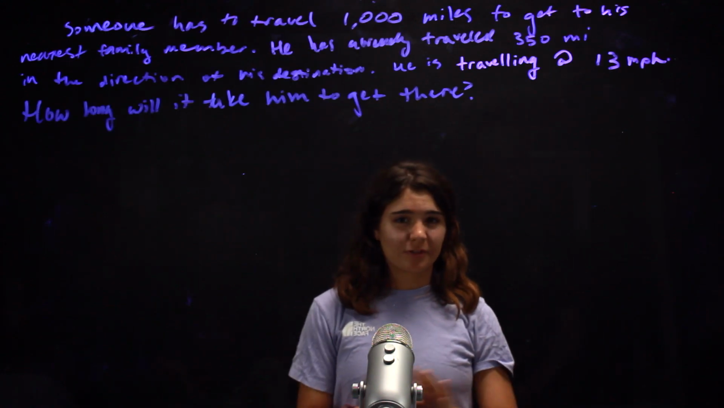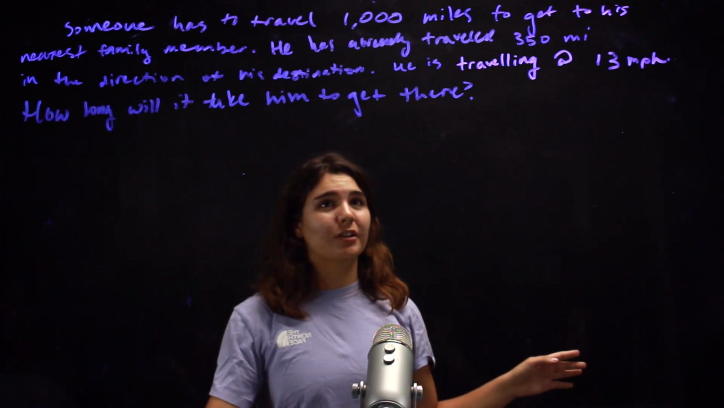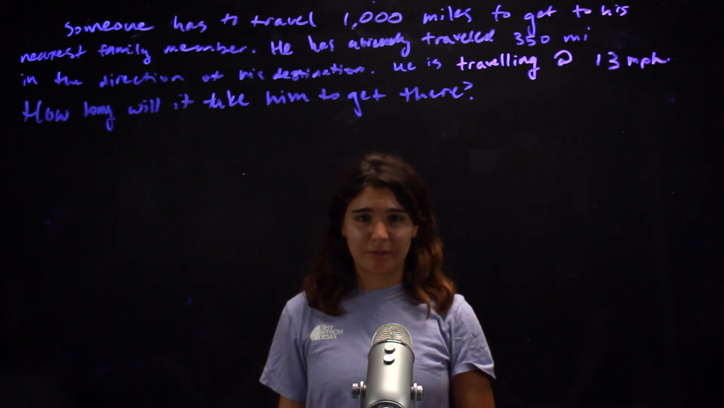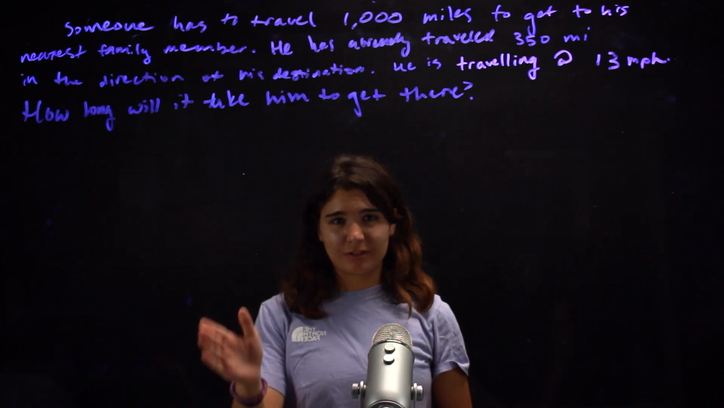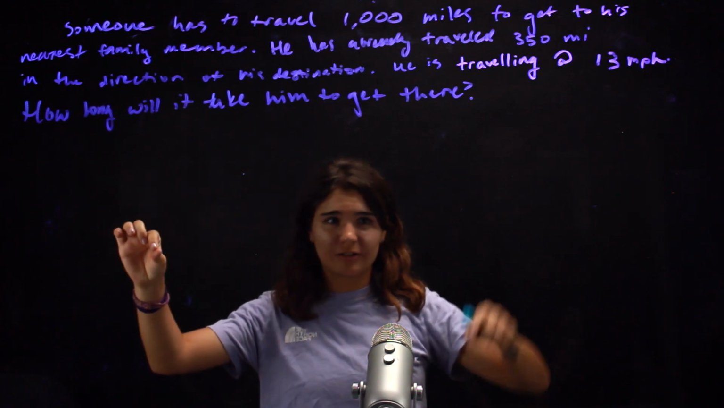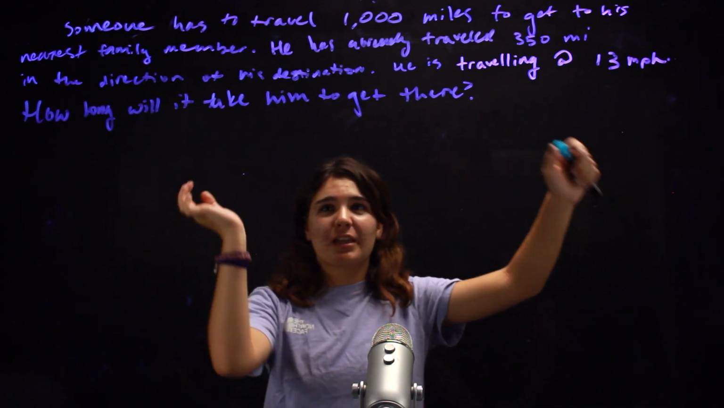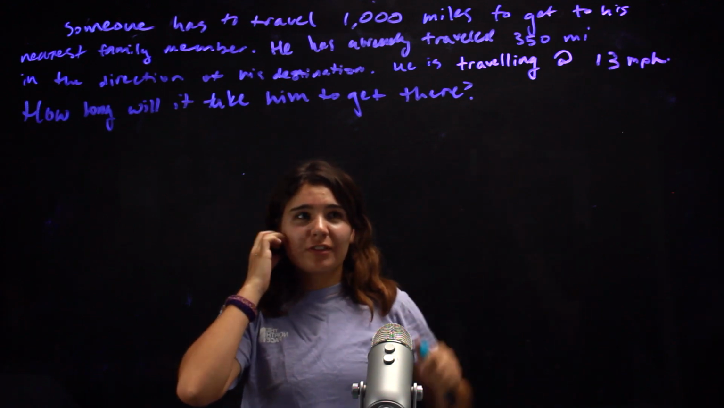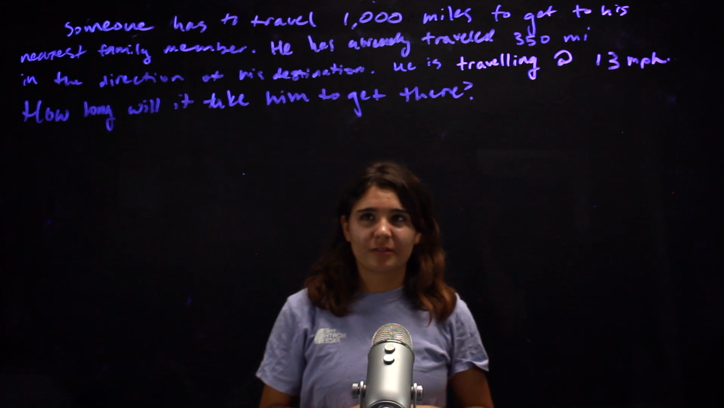Continuing with this video, I'm just going to give another example. Some dude has to travel 1,000 miles to get to his nearest family member. He already has traveled 350 miles in that direction, right? So his home is here, family is 1,000 miles away, he's already 350 in that direction. And he's traveling at 13 miles per hour. How long will it take for him to get there?